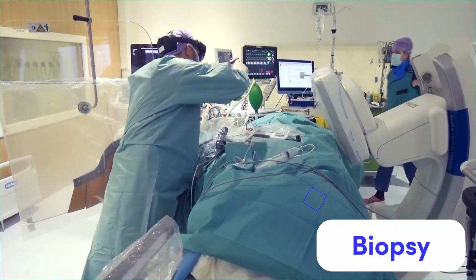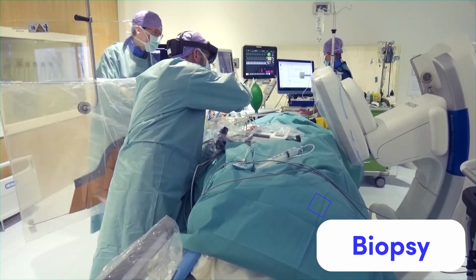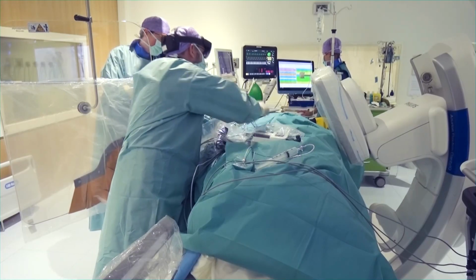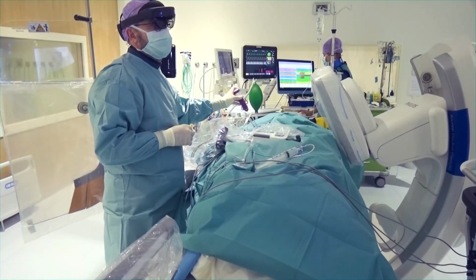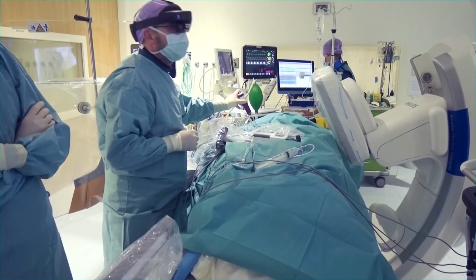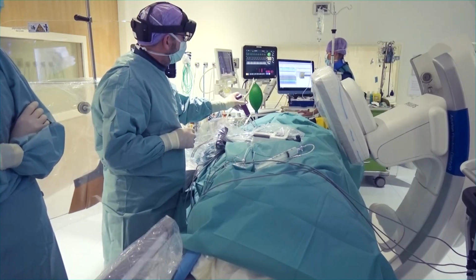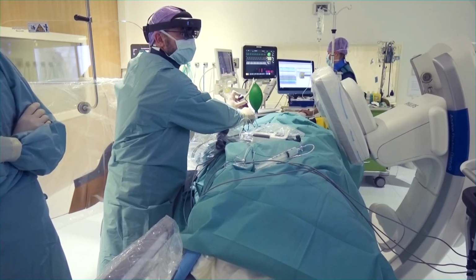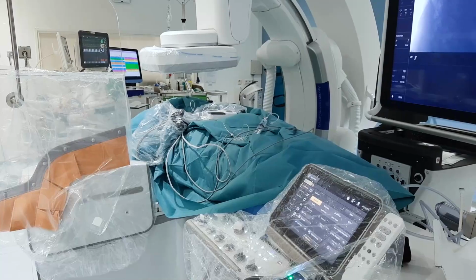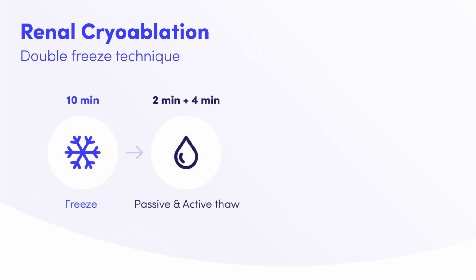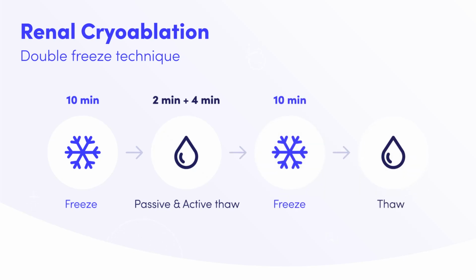Just before starting the freezing process, we always take a biopsy of the target lesion. This is done immediately before the freezing process to limit the risk of bleeding complications as much as possible. We then start the freezing process. In renal cryo, this consists of a double freeze technique that starts with a 10-minute freeze, followed by a 2-minute passive and a 4-minute active thaw, and again 10 minutes of freezing.